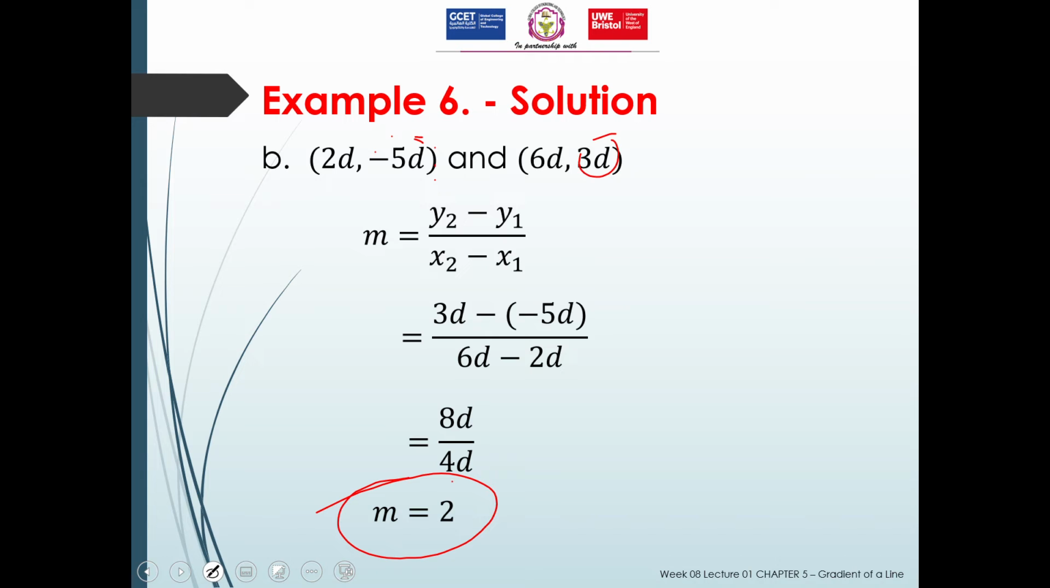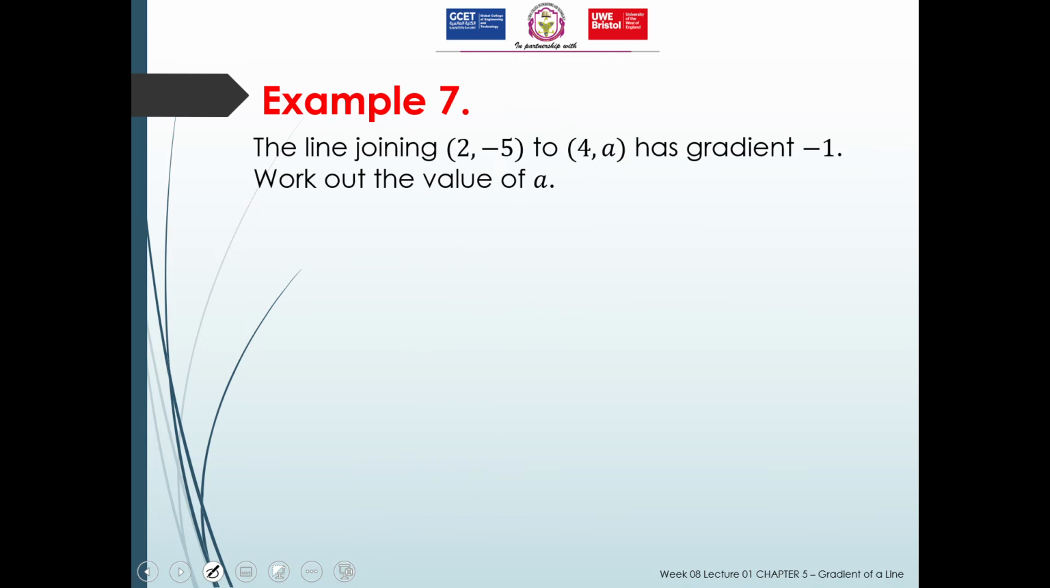It is expected that the line inclines to the right. This line is going up. You can try it at home. Try to plot the points of this line. Okay. This will be our last example.